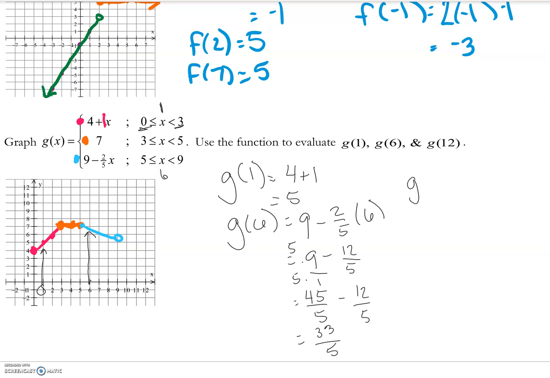And lastly, I want g of 12. So I look and I see here's my 12, and there is nothing on my graph. Additionally, the highest number that I see in my equation is a 9, so 12 is actually outside the domain, meaning this value does not exist.